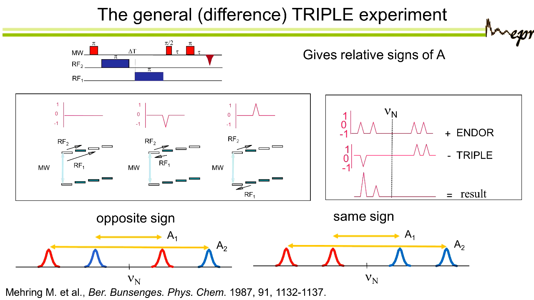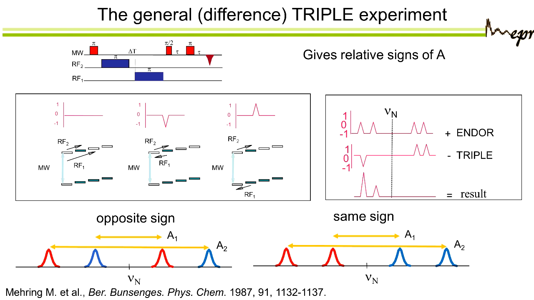So now I can take the ENDOR and the triple and subtract, and I see where the two peaks are. If they are on the same side, I know that they are of the same sign. If they are on different sides, they are different signs. So see here, this is how.